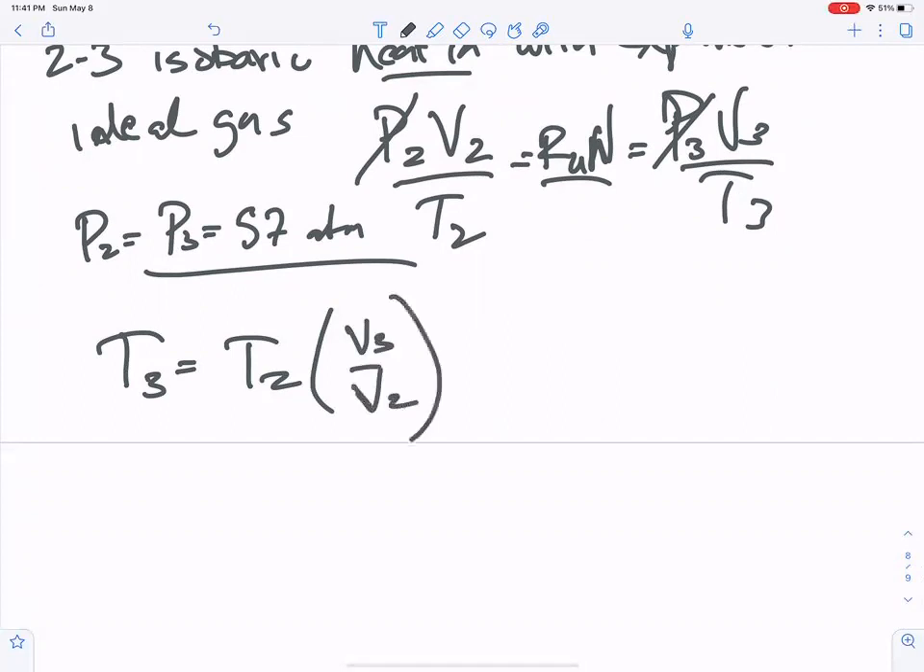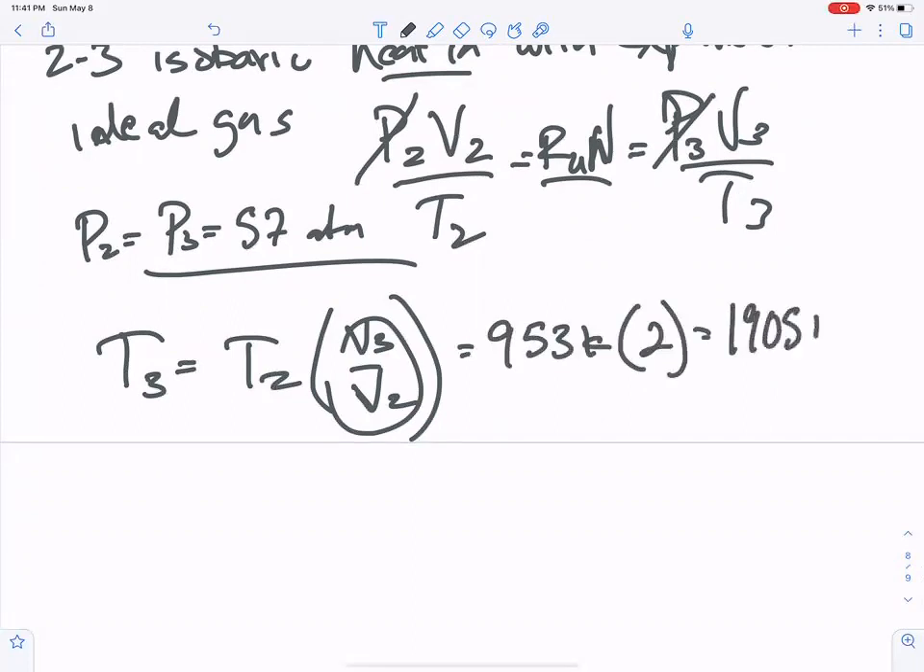Which we already found from the cutoff ratio. We know V3, and that cutoff ratio is here literally. So that would be very hot. So this should be the hottest temperature because it's after the combustion. So T3, 1905. We already found V3 and V2, P2 equals P3. So that's state 3.